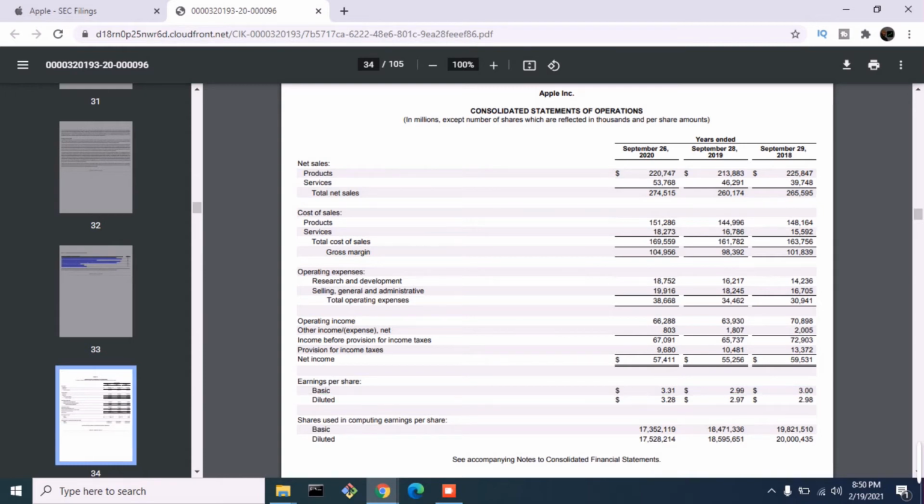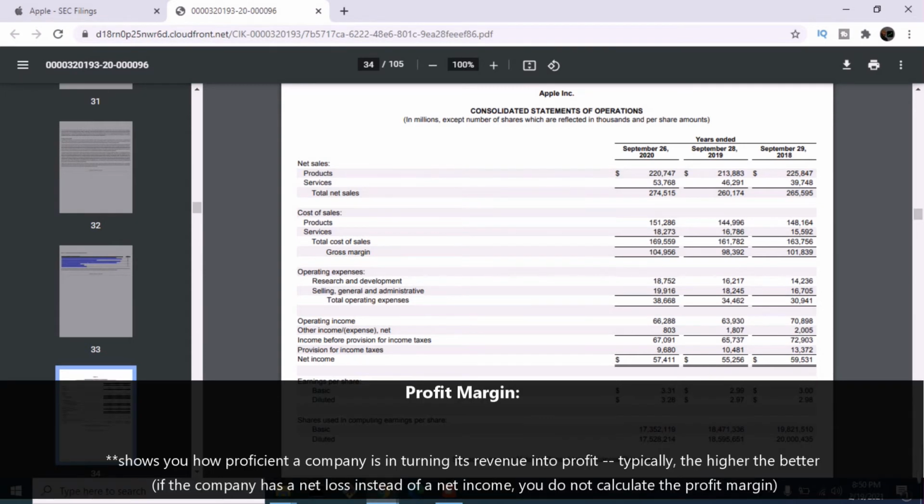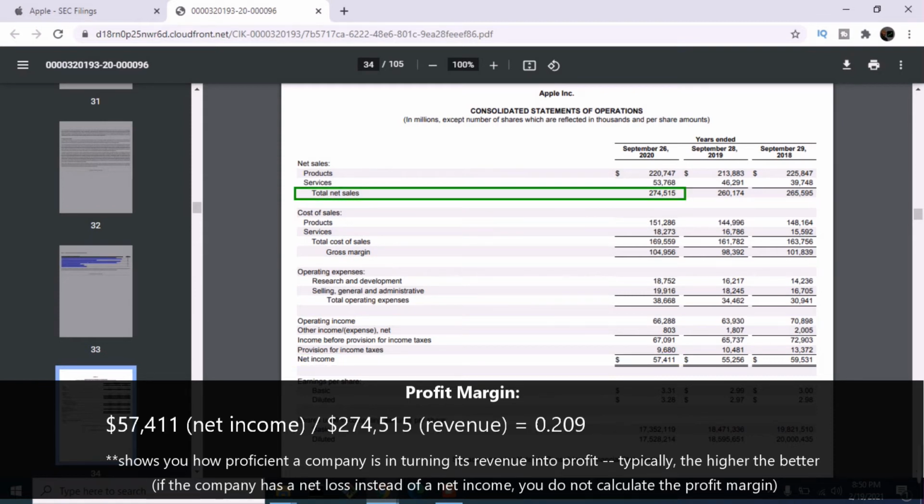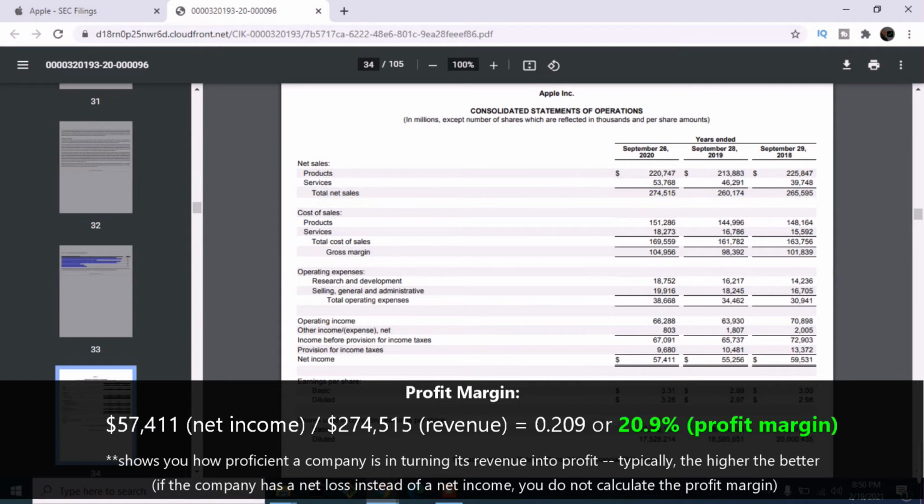And then to end it off, we'll calculate Apple's profit margin for the year ended September 26, 2020. And how you do that is you take the net income and you divide it by the total net sales. And then you multiply that by 100 to get the percentage. And then when you look at Apple's profit margin, it's around 21%, which is pretty good. I've seen companies with razor thin profit margins like 3% or 1%. So 20% is pretty good.